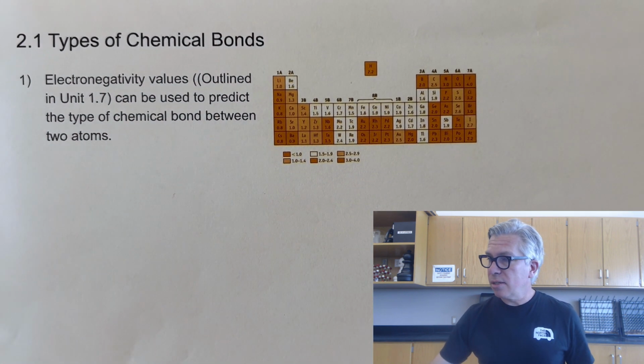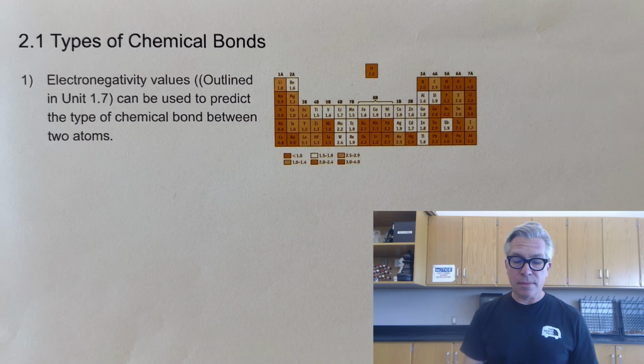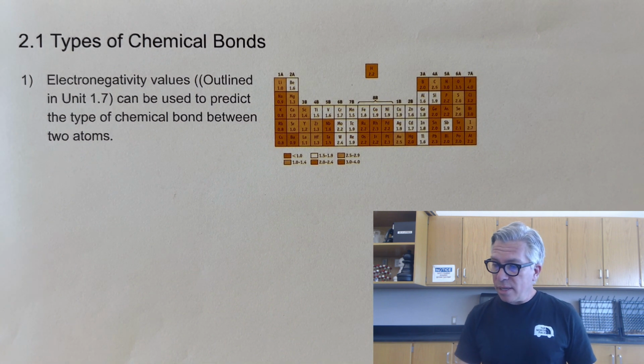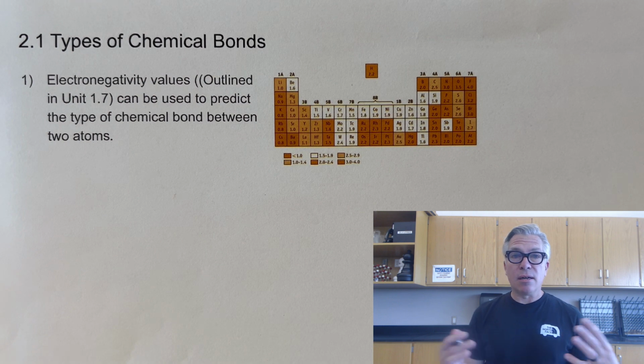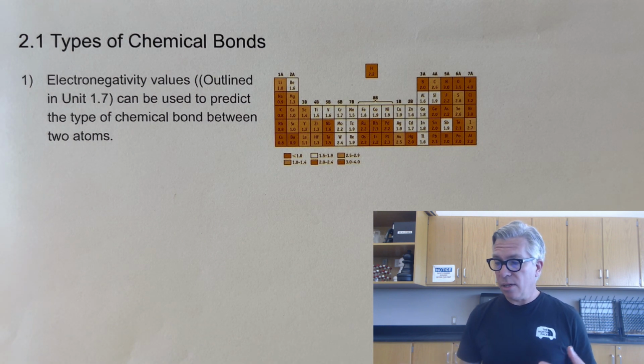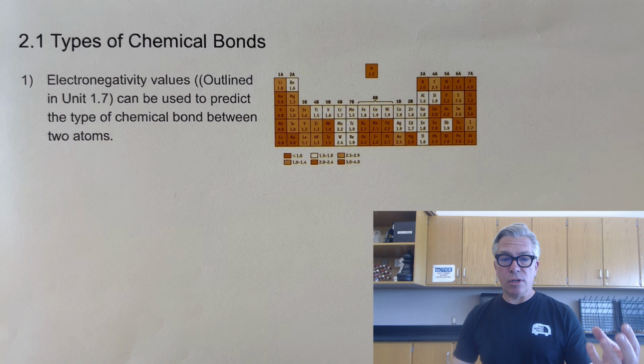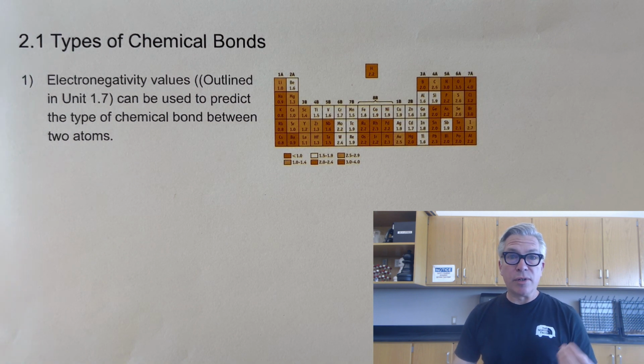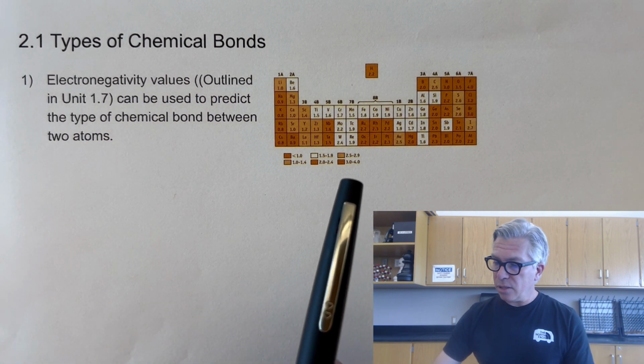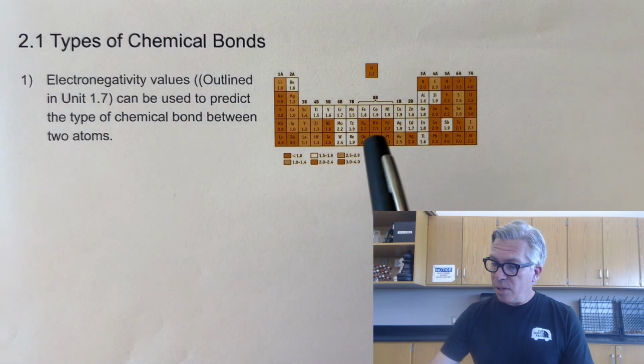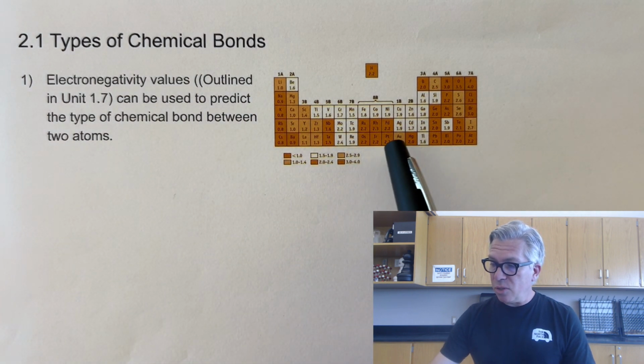First, let's talk again about electronegativity. Electronegativity was outlined in Unit 1.7. It's one of our periodic trends, and it's based on what's happening inside the atom, Coulomb's law, attraction of electrons to protons, and repulsion of electrons between themselves. And so electronegativity values can be used to predict the type of chemical bond between two atoms.